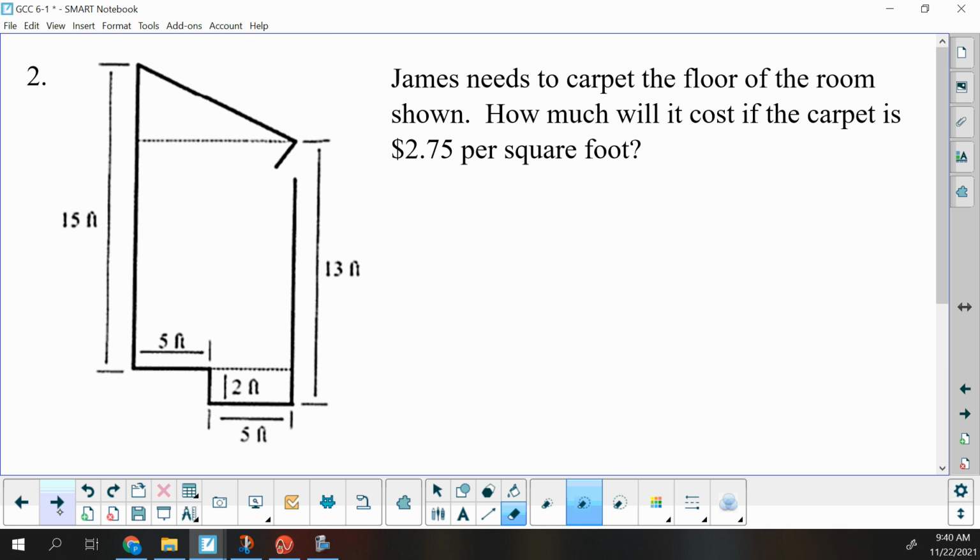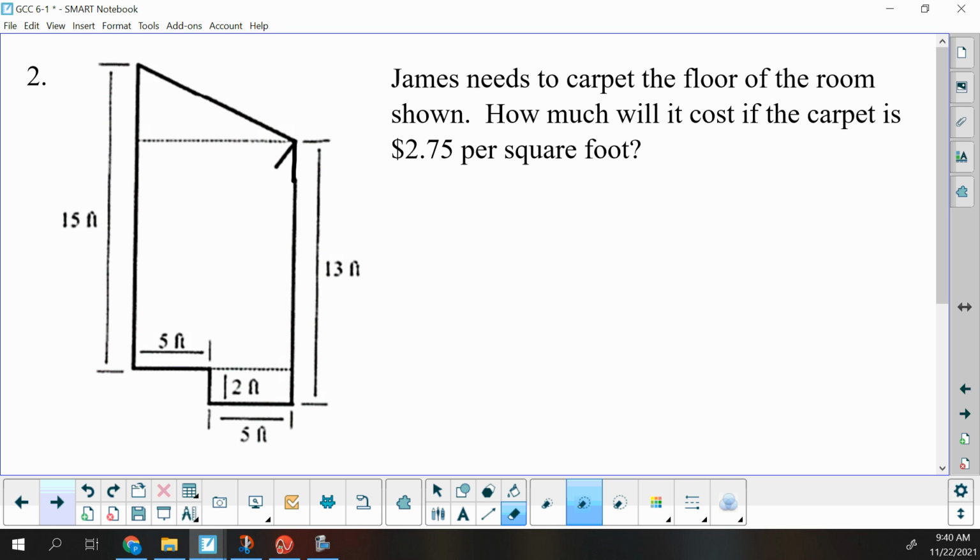All right, moving on to our last page for today, page 4. We've got James, and he's going to carpet the floor in the room that's shown. And we want to know how much it'll cost if it's $2.75 per square foot. Well, in order to find the total cost, we need to first find the square feet. Well, square feet for our units means we should be working with area. The units actually tell us what to do. This little flap here, this is just the door, just so you know. So we can kind of ignore that. That's just on the floor plan where the door would be.